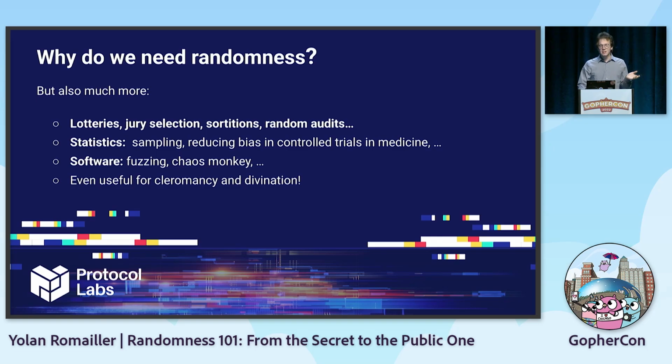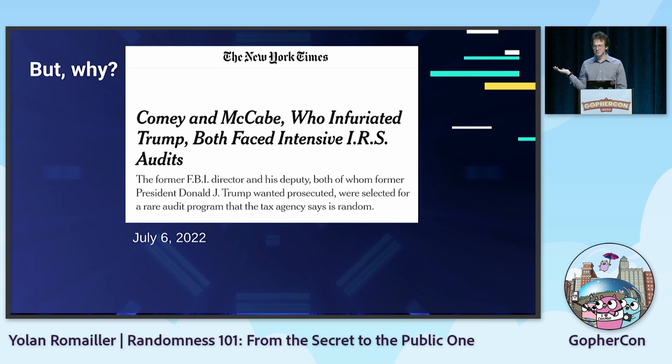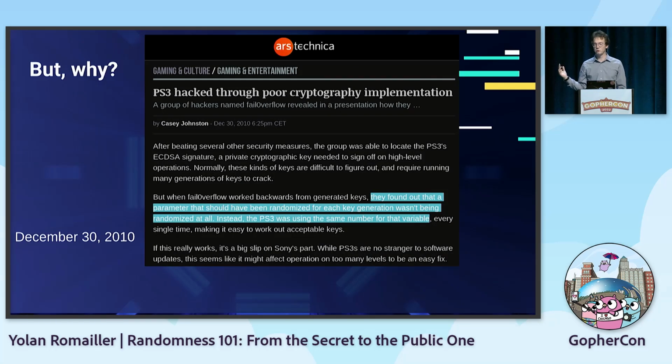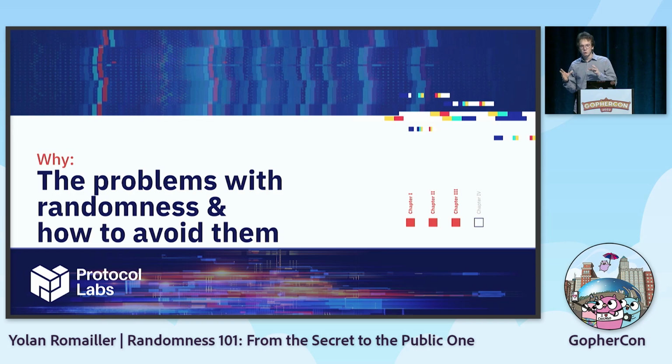But why do we need randomness, right? Why would we need, for example, public verifiable randomness? Well, maybe you've seen that the IRS has picked at random both the FBI director and his deputy, completely random, for a very special kind of audit program. That doesn't feel random, right, when you see that kind of thing. Or maybe you've seen Bitcoin reusing the same random number to generate signatures, which led to compromise in 2013. Or maybe you've seen the PS3 hack, where Sony was reusing the same value for their ECDSA signatures as well, which led to being able to sign firmwares instead of Sony. So definitely we need to be very careful when we do randomness in general.